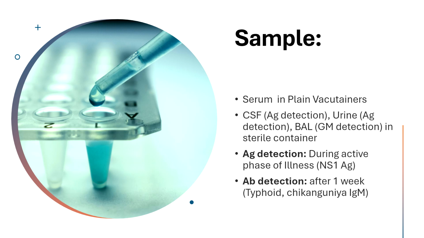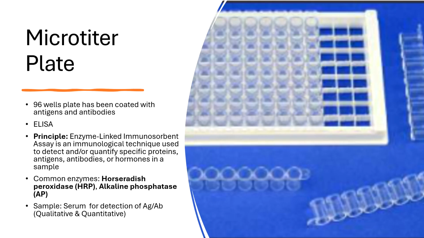Now in serology one has to remember that antigen detection is generally used during the active phase of the clinical illness. One example is NS1 antigen, which is positive from the very first day of dengue infection. However, antibody detection is generally recommended after 1 week. Why? Because the body takes some time to mount an immune response and produce antibodies. That's why it is recommended after 4 to 5 days.